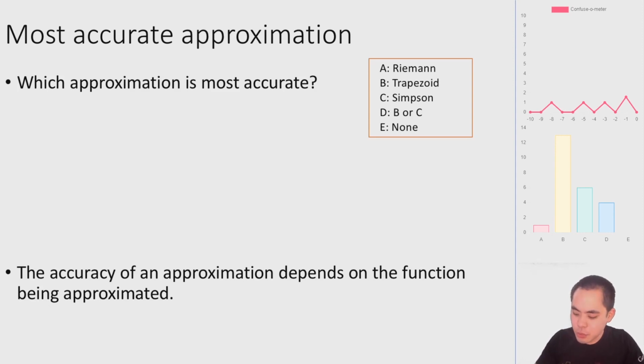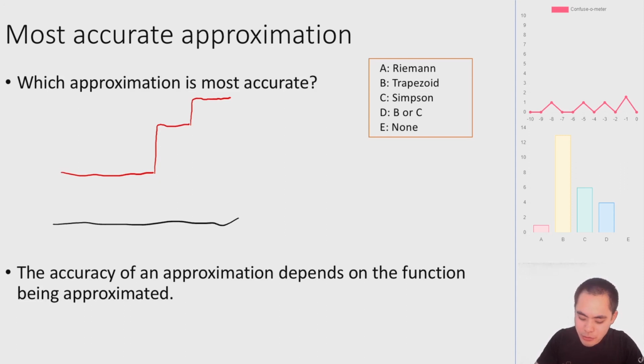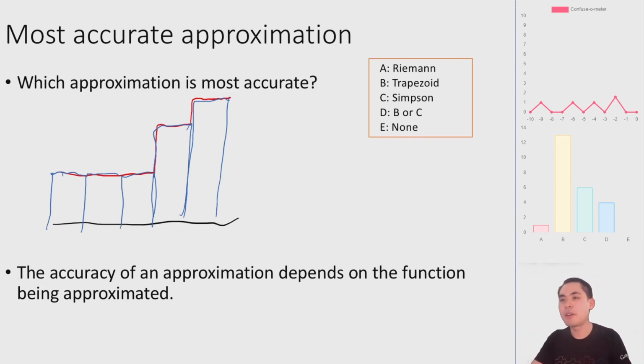It turns out that which approximation is the most accurate depends on the exact function you're integrating. For example, if you had a function that looked like this, which is a super weird function, then even the Riemann sum might be the correct one, because you might get these rectangles. Usually the Riemann integral will not be the most accurate, but occasionally, with some functions, it will. It really depends on what shape the function you're trying to approximate is. So the real answer here is none, because it depends on what you're approximating.